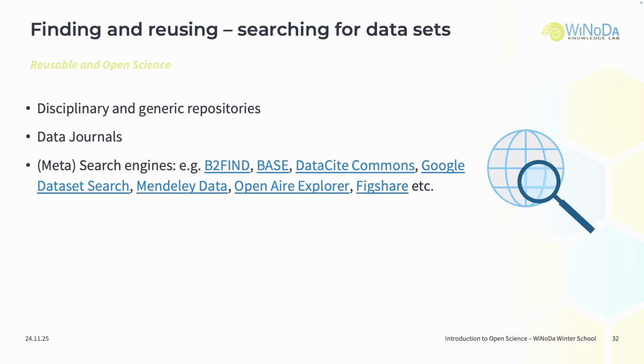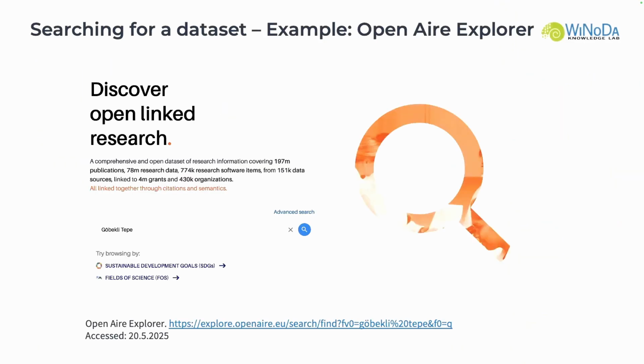But if you want to have a broader search, maybe you don't have a specific repository where your discipline publishes, then there are also meta search engines that search in several repositories or also other data sources. Let's briefly see how a dataset research works in practice.